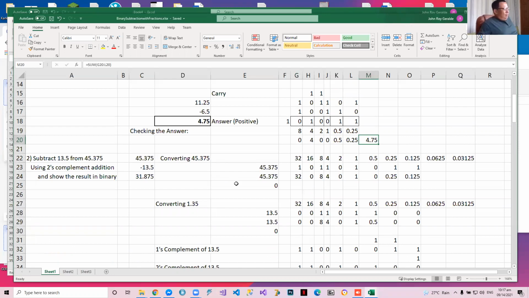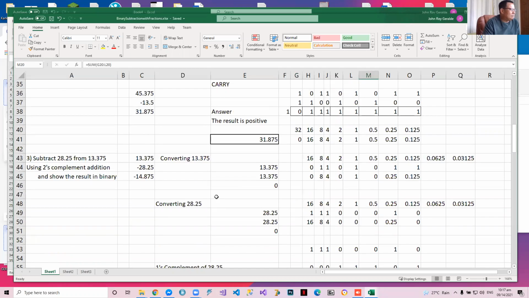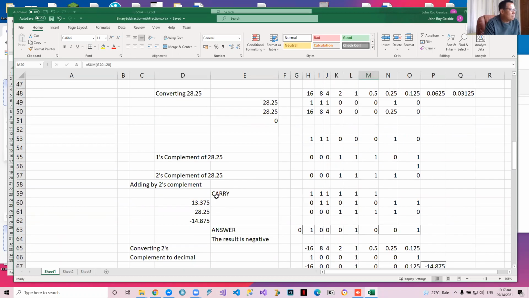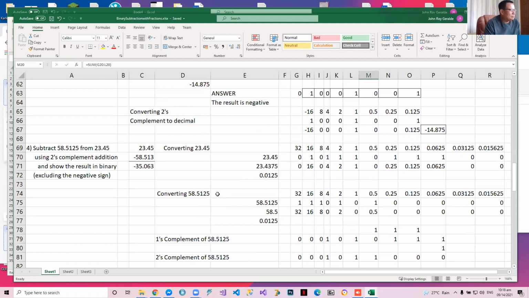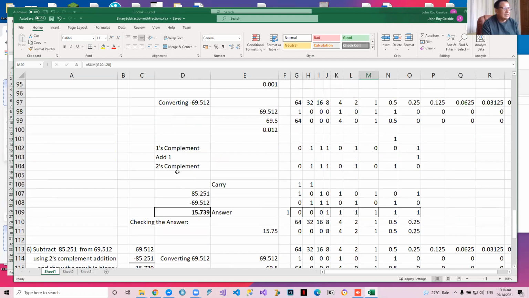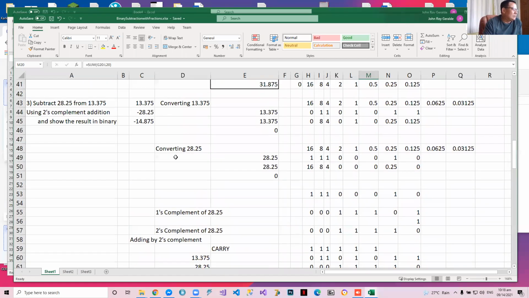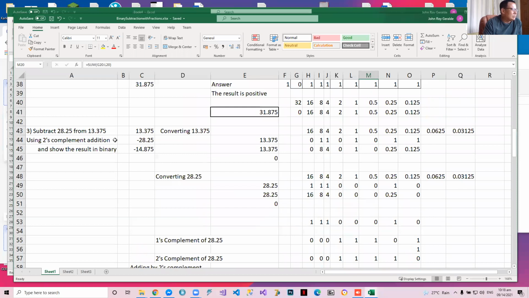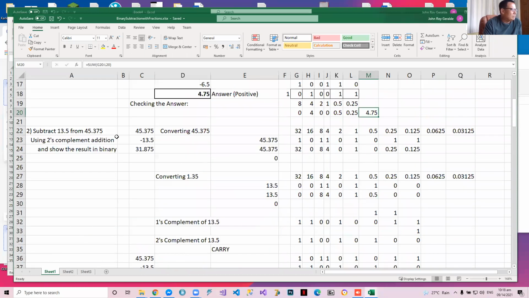Subtract 13.5 from 45.375. We'll do up to number 6 only. So now we have this. Subtract 13.5. This is the same thing. We need a 0.125. We'll find out, for 0.375, I think it is up to the third binary place.